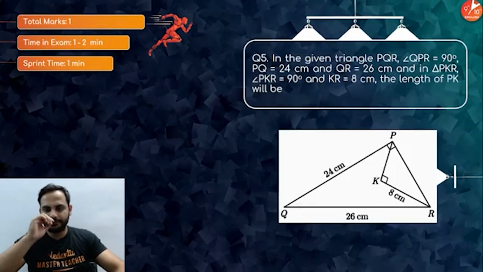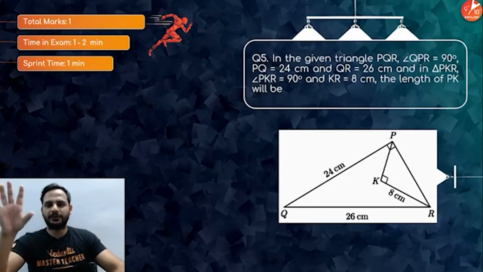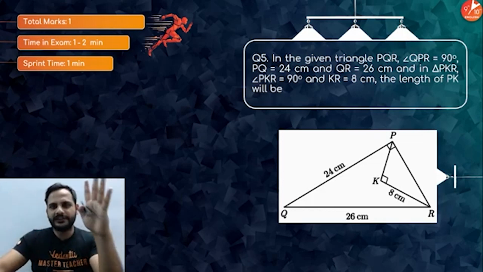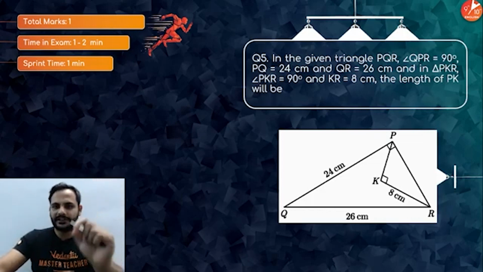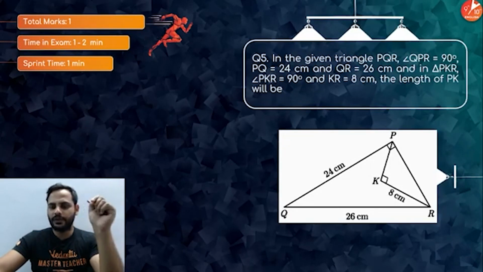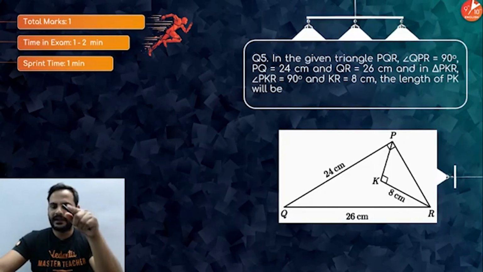Okay, next one. Ab dekho, don't be afraid by looking at the diagram. First, read the question. Pause this video, read the question, solve it. I'm telling you, it's an easy one. Okay, see what this says. In this given triangle PQR, angle QPR is 90 degrees. PQ is 24, QR is 26, and in triangle PKR, angle PKR is 90, KR is 8. Find the length of PK.